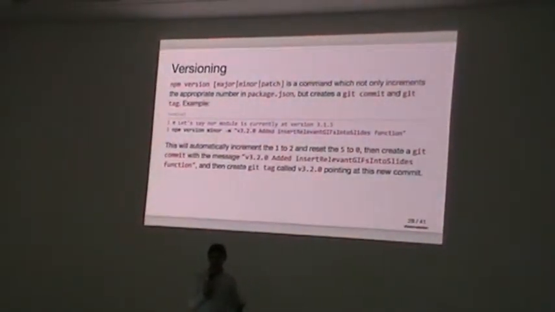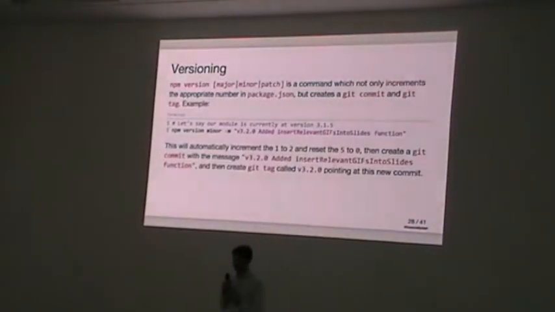Basically it just does the three things that were on the previous slide in one go. It will increment the version for you at exactly the right amount. It will make the commit with a message, and it will make a tag for you. And then you do a git push, and you do a git push tags, and then it's all done. Which is really, really helpful.